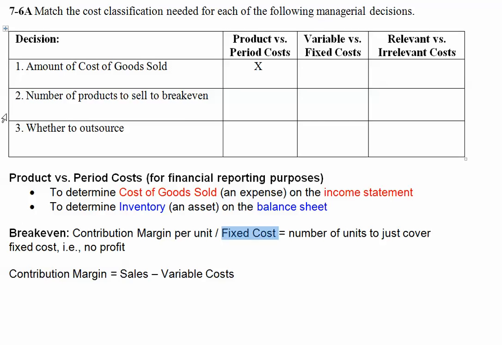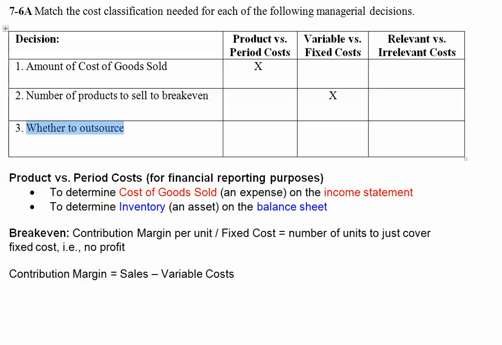The only way we can do a break-even analysis is then to make the split between variable versus fixed. So our answer is the middle, variable versus fixed.